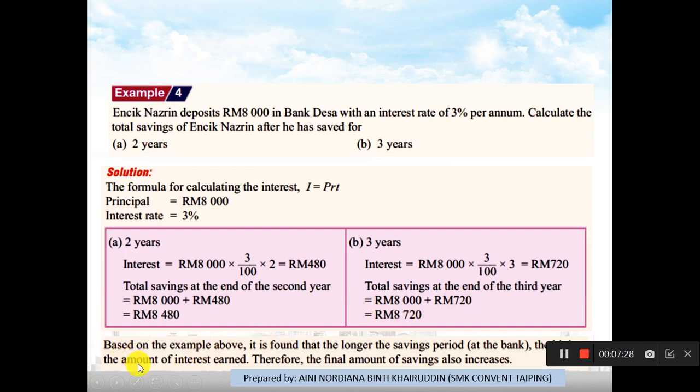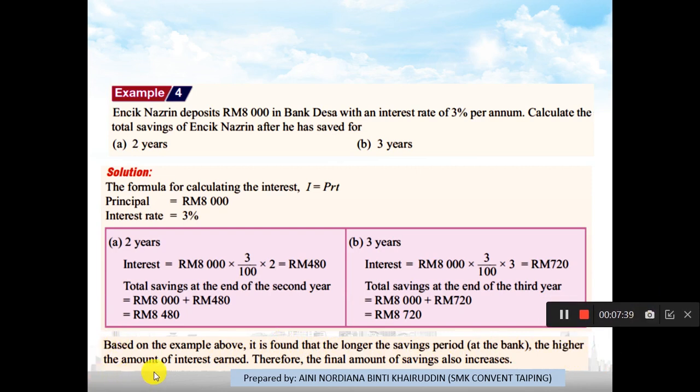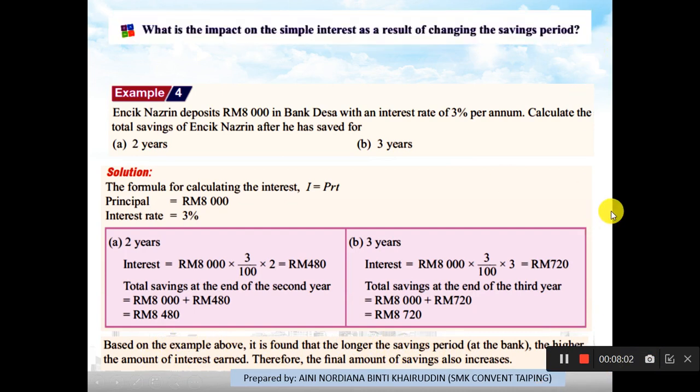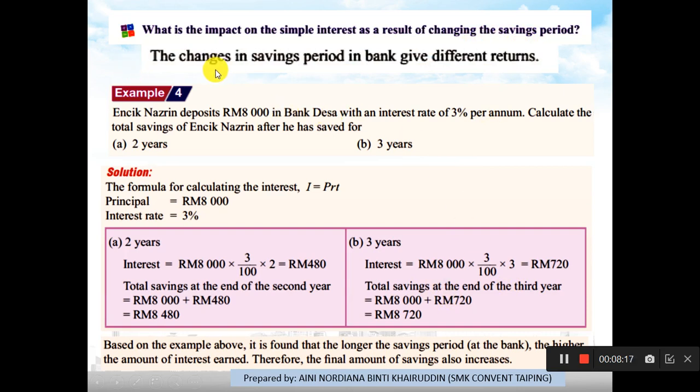8,720. Based on the example above, it is found that the longer the saving period at the bank, the higher the amount of interest earned. Therefore, the final amount of saving also increases. So the longer the saving period, the higher the amount of interest earned. Next. This is the impact of simple interest as a result of changing the saving period. Changes in saving period in the bank give different returns.